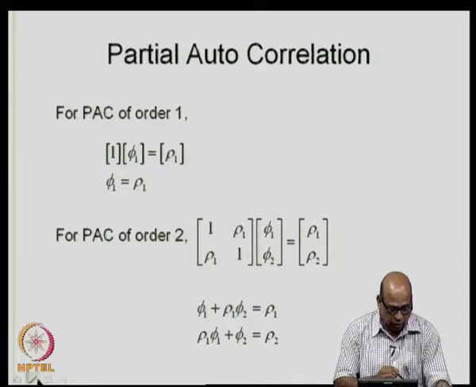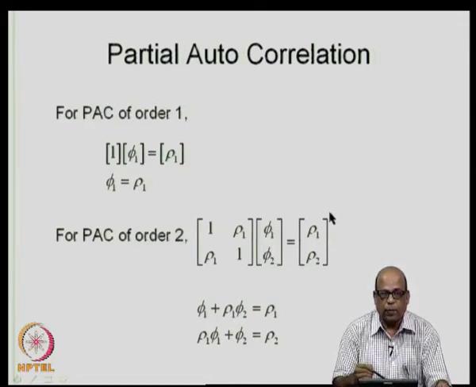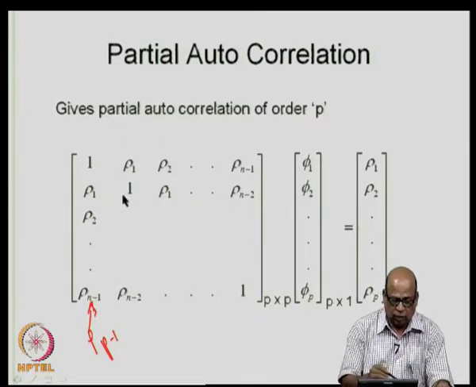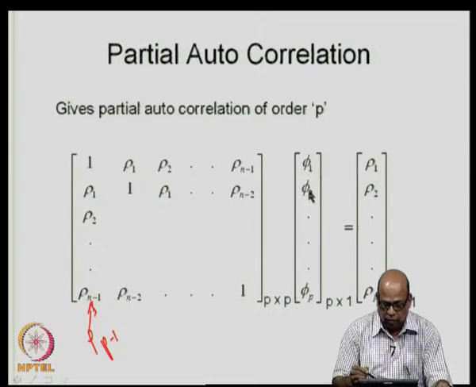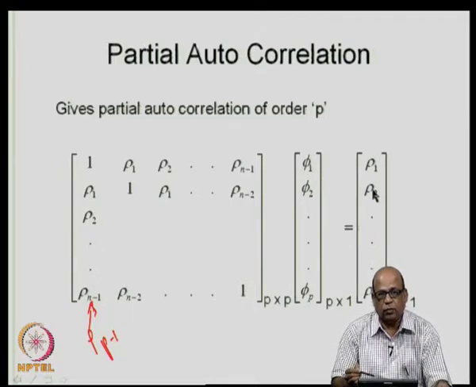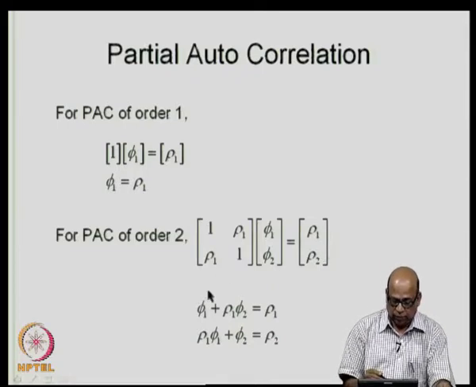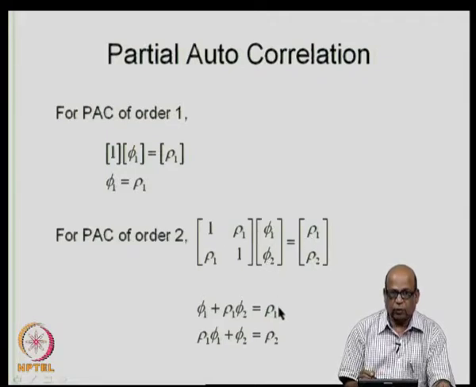Similarly, for the second order partial autocorrelation, you will write the Yule-Walker equations of order 2. So, the matrix 1 rho 1, rho 1 1, multiplied by phi 1 phi 2, is equal to rho 1 rho 2. That is a second order equation. When we simplify this by multiplying, phi 1 plus rho 1 phi 2 is equal to rho 1, that is the first equation. Similarly, rho 1 phi 1 plus phi 2 is equal to rho 2, that is the second equation.